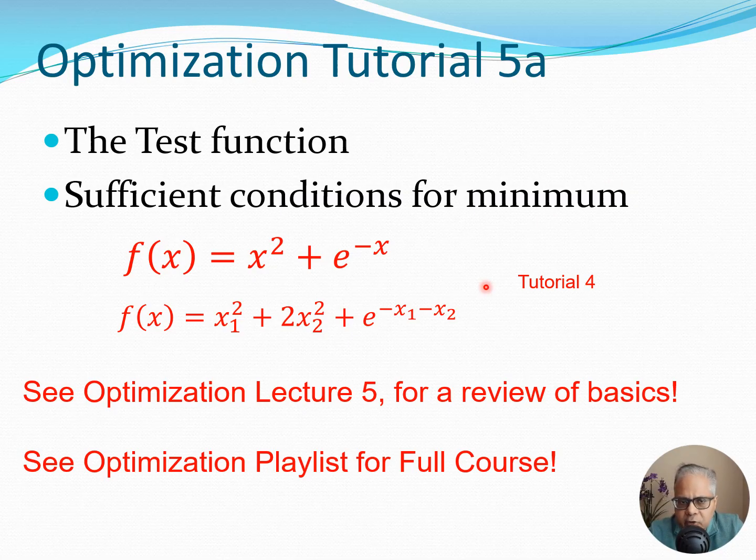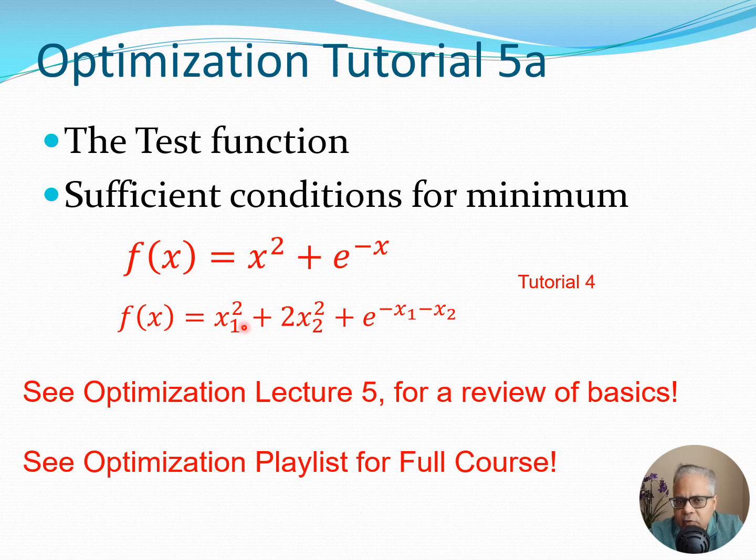So just to recapitulate, remember the test function in its one-dimensional and two-dimensional forms was given as these two equations in red. So we had the equation, for example, f(x) is x1 square plus 2x2 square plus e to the power minus x1 minus x2. And you can go back in tutorial 3 and 4 and check out how the minimum of these functions could be obtained, how it could actually be proved that these minimums correspond to stationary points, and of course the stationary points correspond to minimum points.